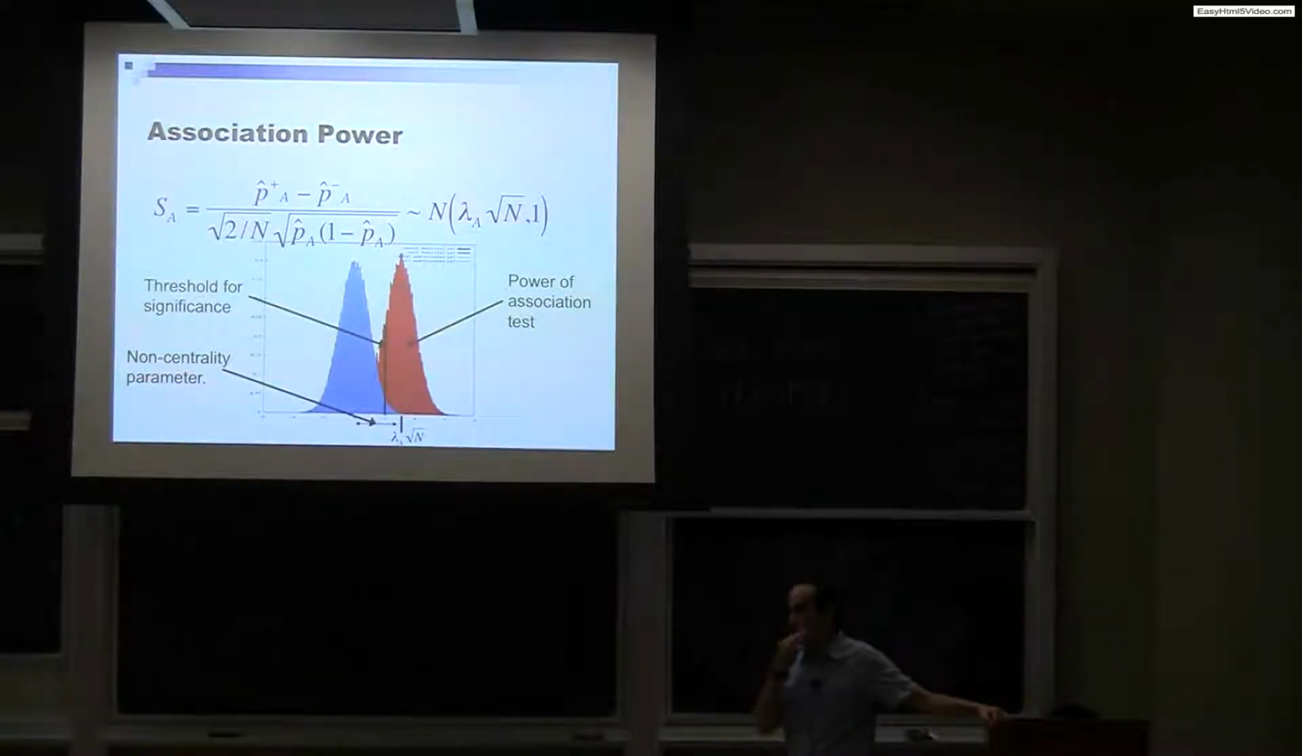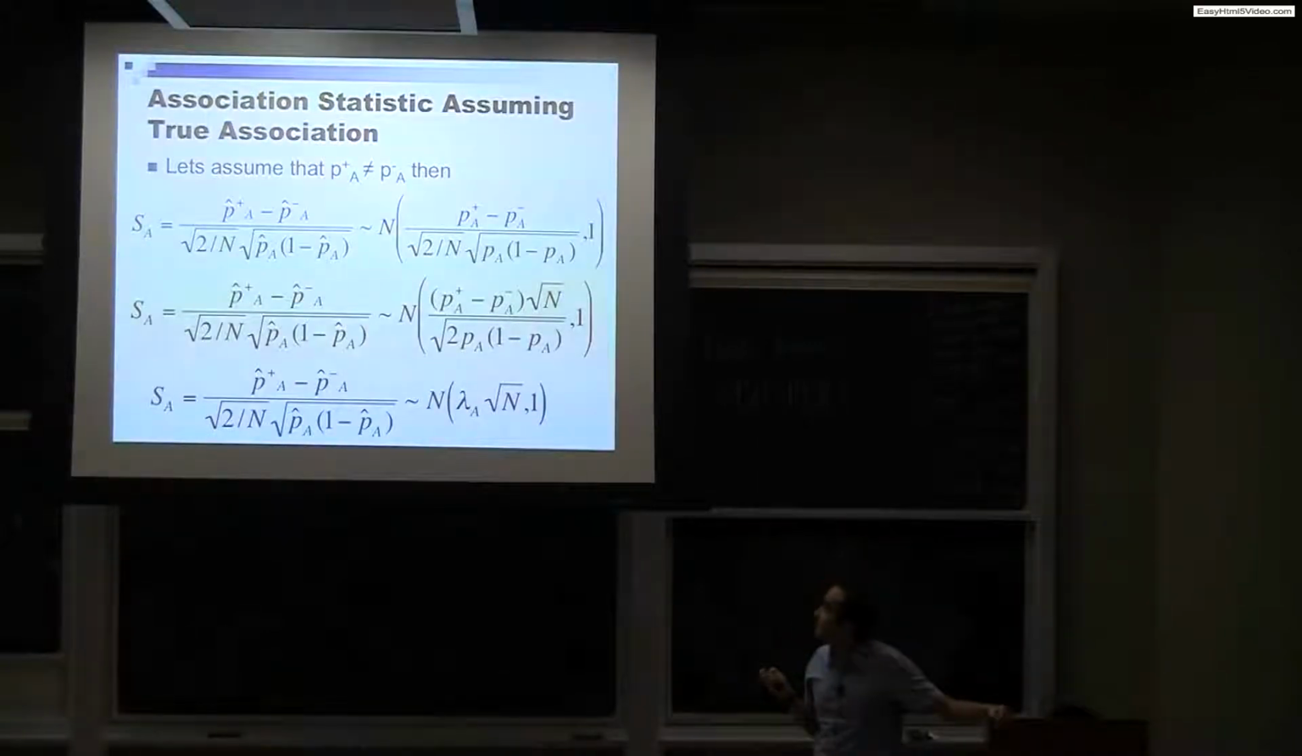Yeah. What quantities do you compare to come up with the non-centrality parameter? Okay, so the non-centrality parameter is exactly this value. It's going to be whatever your true frequencies are. Actually, this raises an interesting concept. Power is based on assumptions about the disease effect. So it's kind of weird.